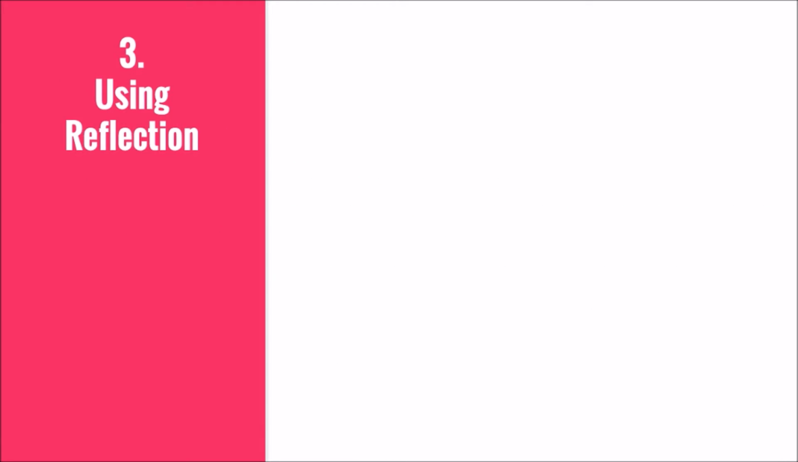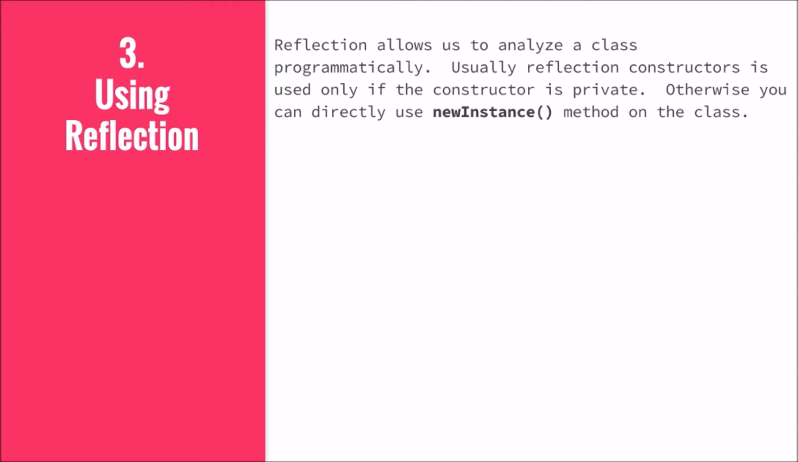Now let's go to the third way. The third way uses reflection. Reflection allows us to analyze the class programmatically. That means if you want to write a program which wants to investigate what are the methods, what are the constructors, what are the fields available in a class, you can use reflection. So using reflection, you can actually get hold of the constructor and invoke a method on the constructor to create an instance of the class.